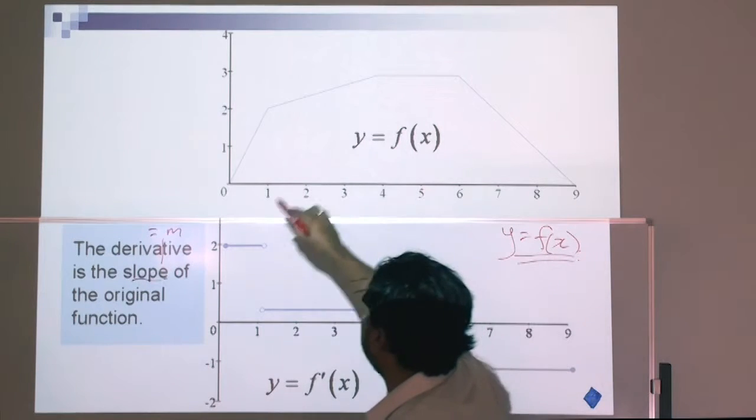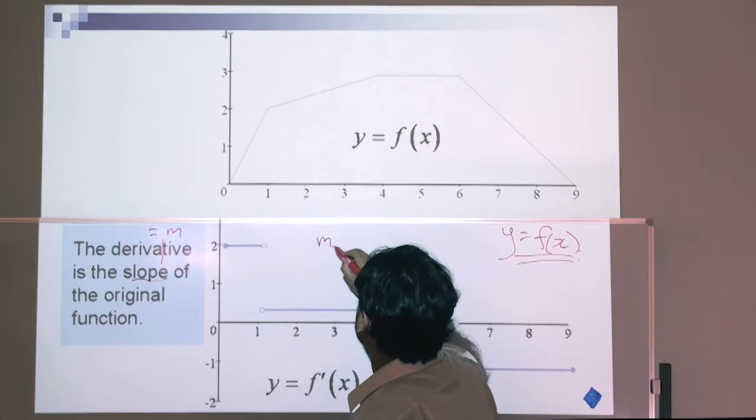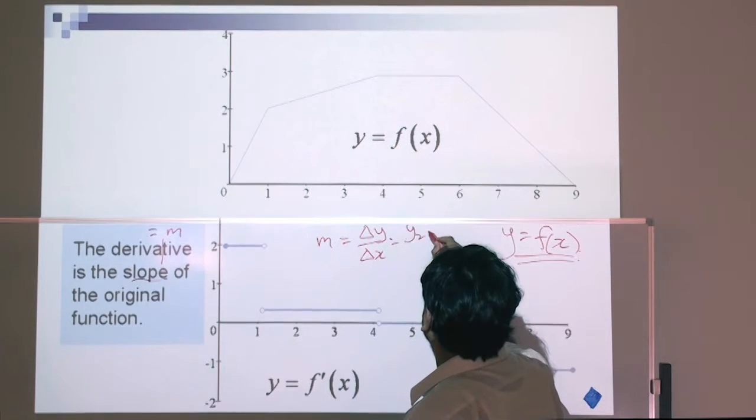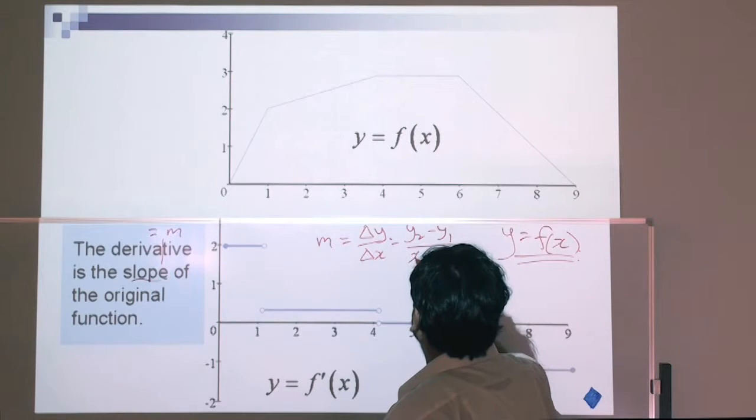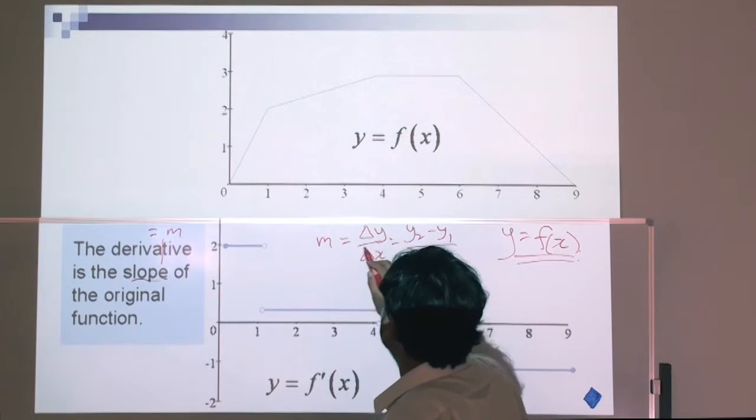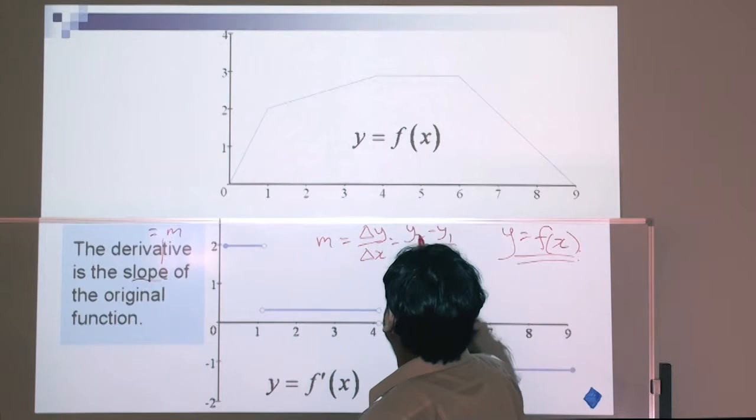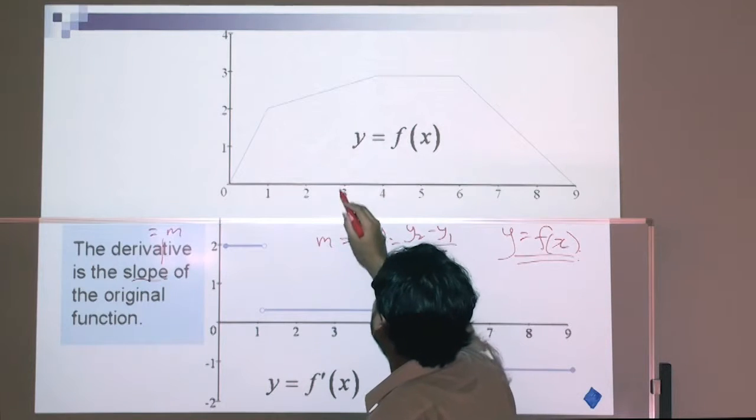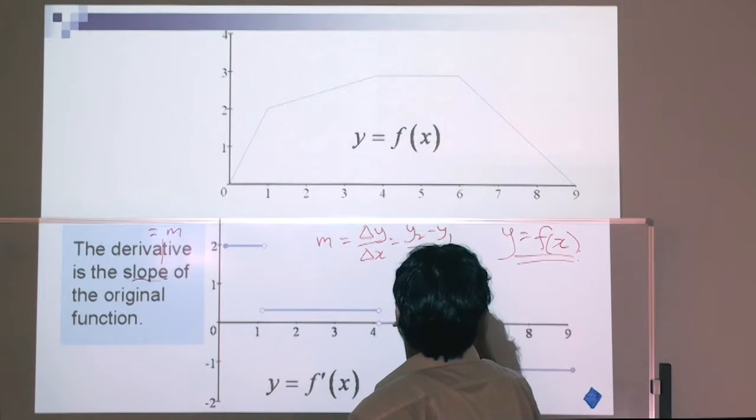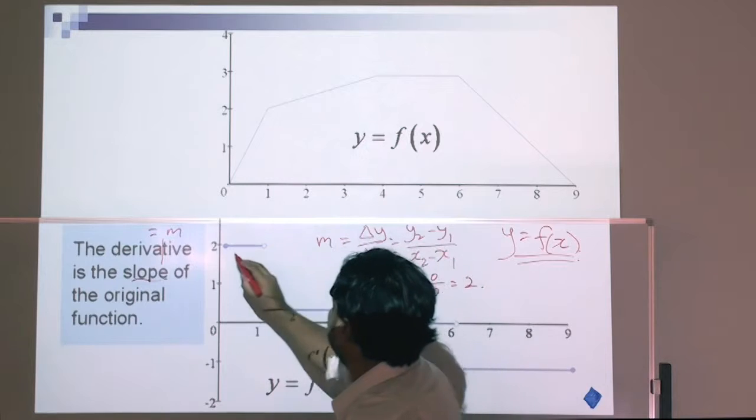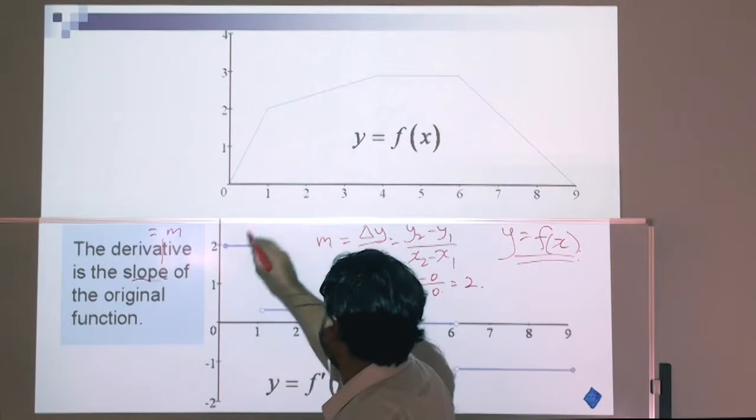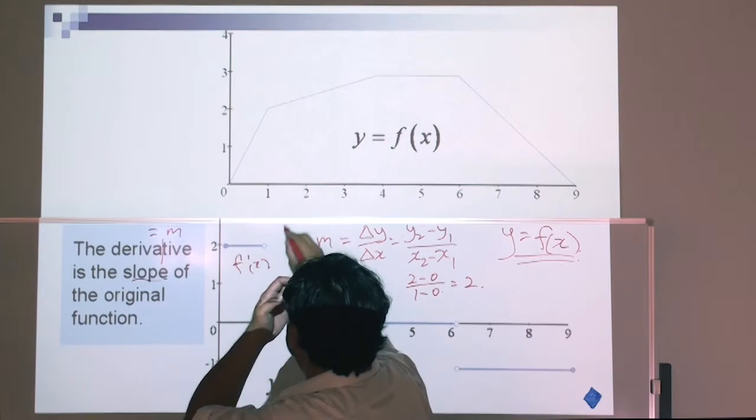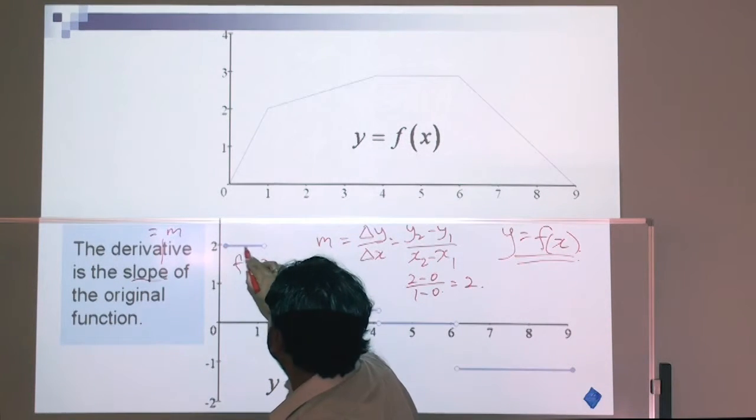Now let's have a look at the first part, that first line. Remember our formula for the gradient, delta y over delta x, which is equal to y2 minus y1 over x2 minus x1. So there, the change in y, that would be 2 minus 0 over 1 minus 0, which equals 2 over 1, which equals 2. So that's how we have 2 here. This is the derivative here. That's why the derivative of f(x) is 2. Notice it's a straight line, so it remains at 2.